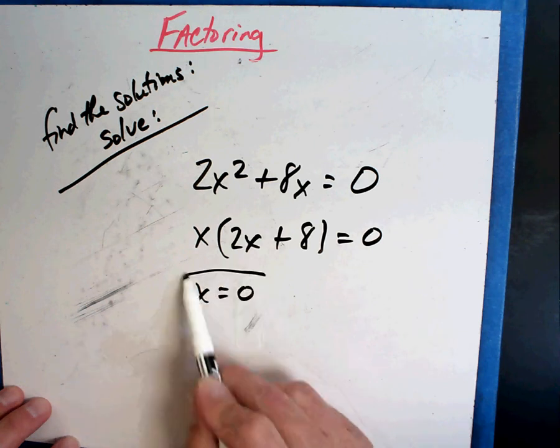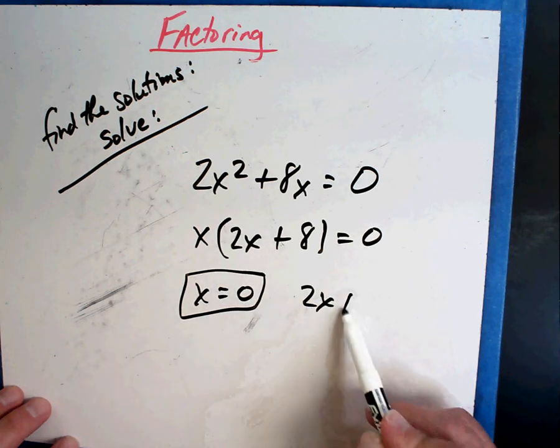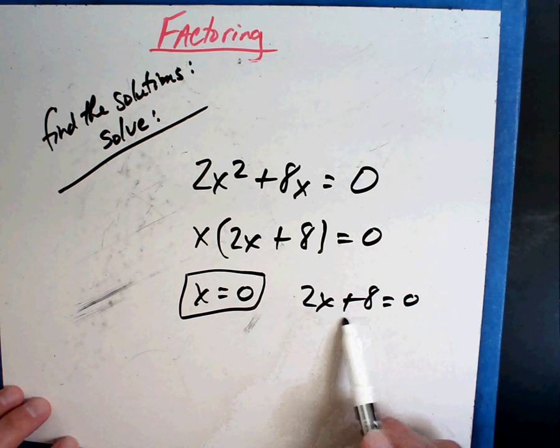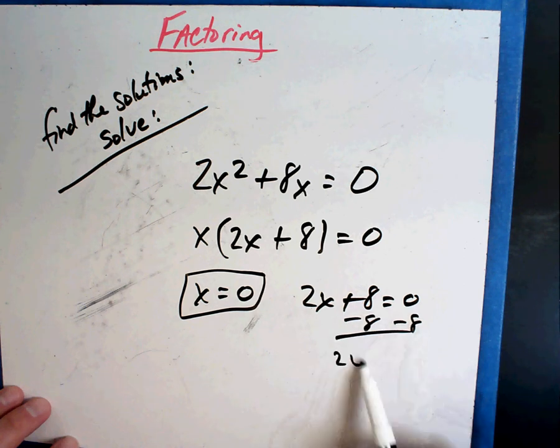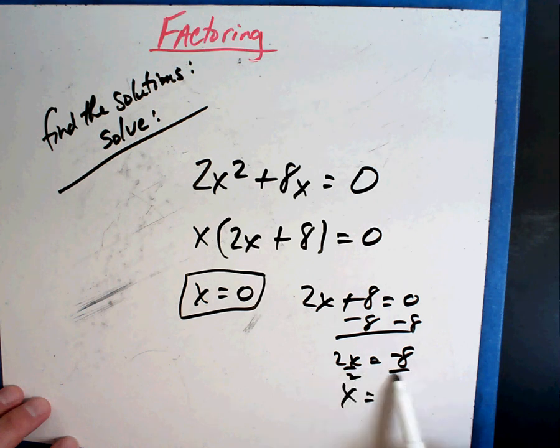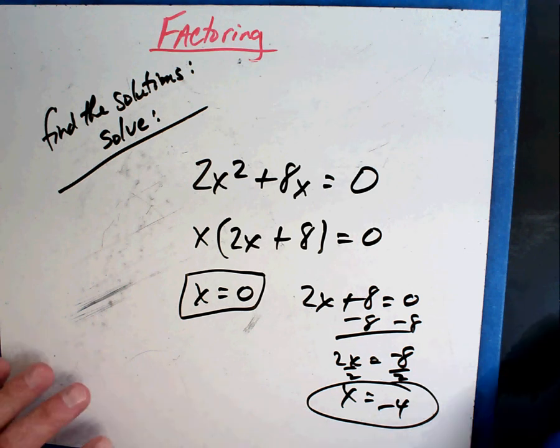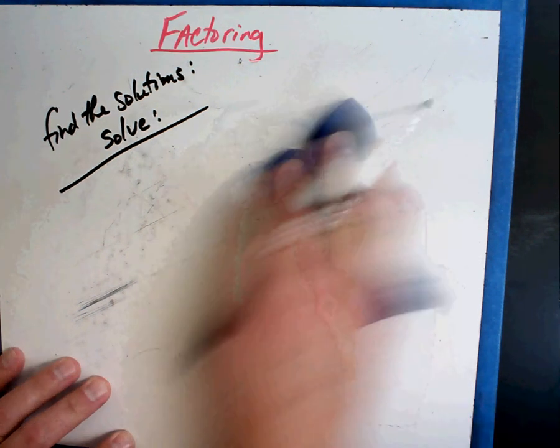X equals 0. So there's one of my answers. 2x plus 8 equals 0. Minus 8. 2x equals minus 8. X equals, divide by 2, minus 4. There's my two solutions. Not very difficult. The math's not very hard. It is, do I remember how to do it and do it quickly?